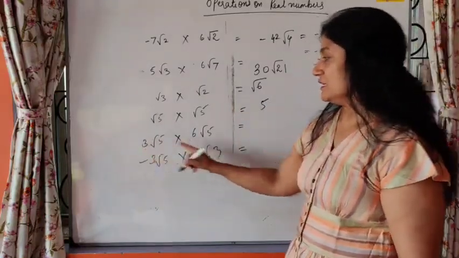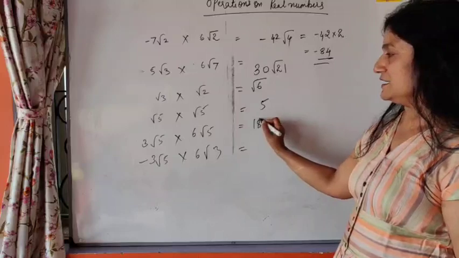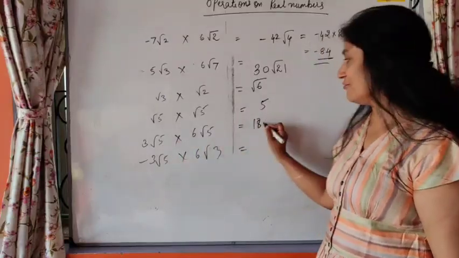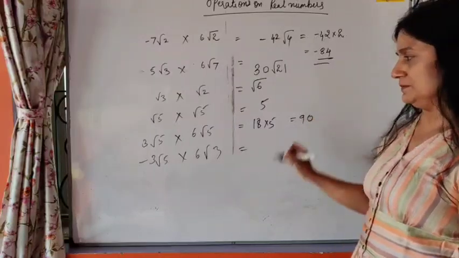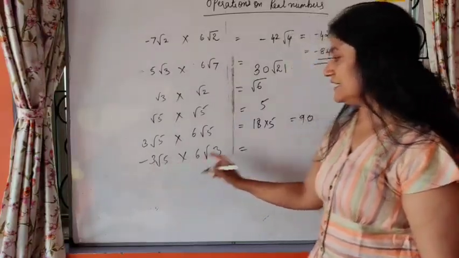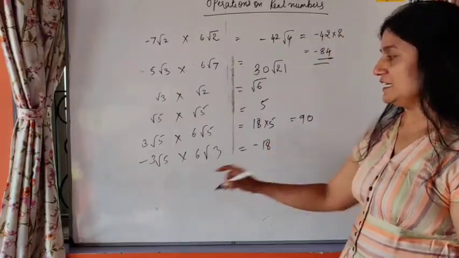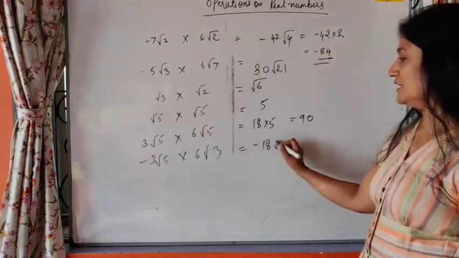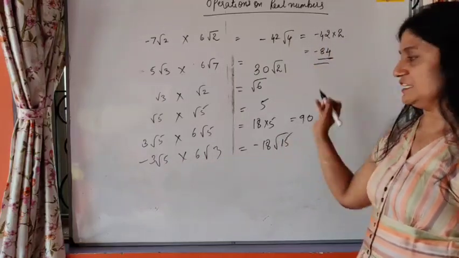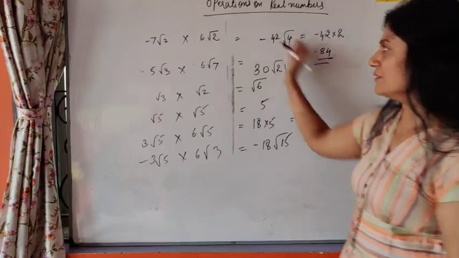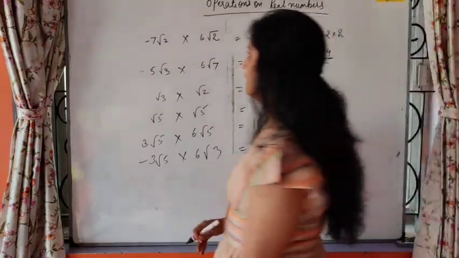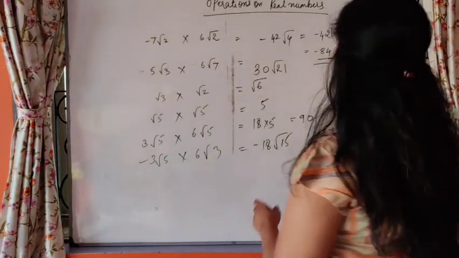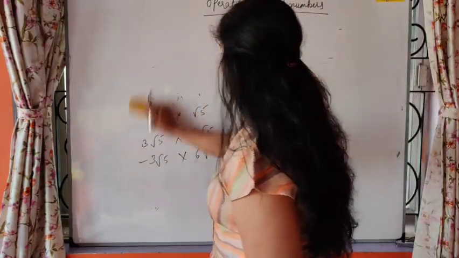Now here comes 3 into 6, 18. And root 5 into root 5, 5. Can you write down directly? Yes. Now it's 90. Minus 3 into 6, it's minus 18. And root 5 into root 3, it's root 15. Okay? Have you understood these concepts of multiplication? Same is the case with division. See, similarly, you have to write for division.